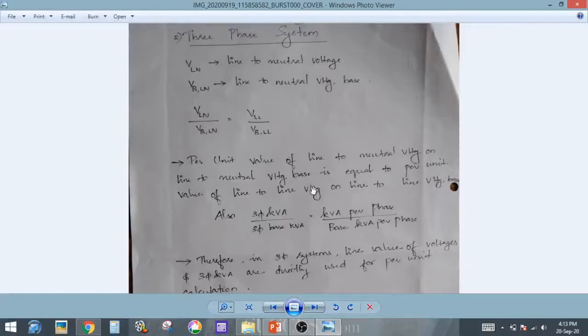Also, 3-phase kVA divided by 3-phase base kVA is equal to kVA per phase divided by base kVA per phase. kVA rating we can also take as the per unit quantity because it is the apparent power, and whether we take the per phase value or the 3-phase value, its per unit value will be the same. Therefore, in a 3-phase system, line to line voltages and 3-phase kVA are directly used for per unit calculation because the value is the same.